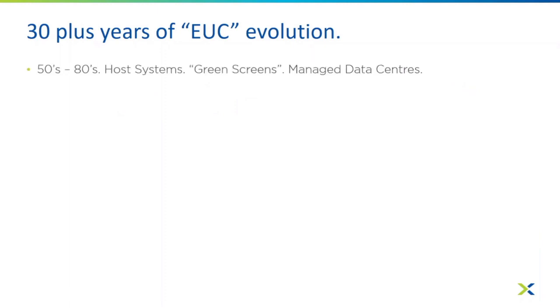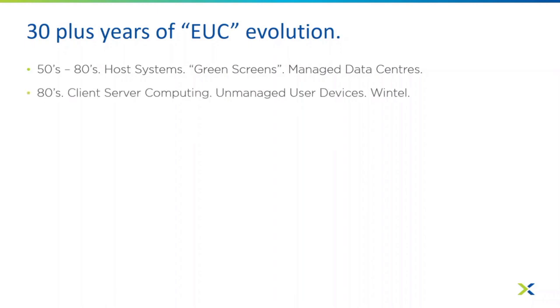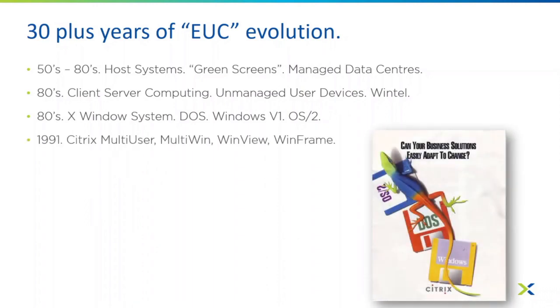We also talked about the evolution of EUC or VDI. Back in the 50s and 60s there were the host systems, the data centers, where it was all managed. Then client-server computing came around with the unmanaged user devices, Windows, Intel, and various windowing systems: X Windows, DOS, Windows version 1, OS/2, that sort of stuff. And then Citrix came along with multi-user, MultiWin, which is what today is Citrix Virtual Apps and Desktops. So in the early 90s, that was the start of what is now referred to as VDI.